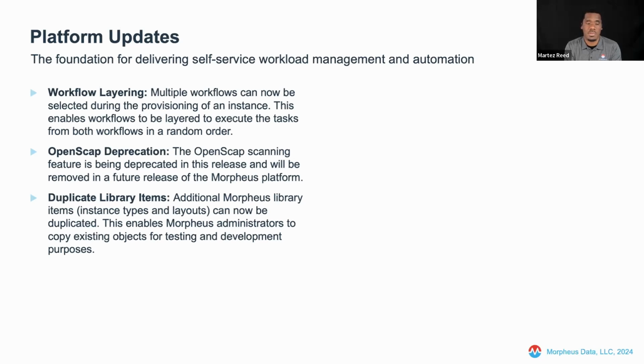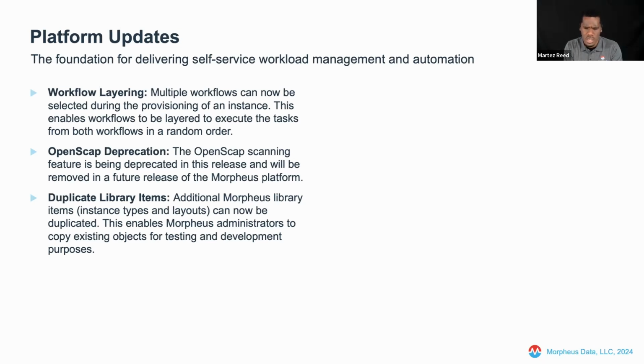And then finally, duplicate library items. So the Morpheus platform does have the existing ability to duplicate various objects or constructs within the Morpheus platform. So this is extending that capability to things like instance types and instance layouts within the Morpheus platform. Oftentimes, as a Morpheus administrator is going through developing new instance types and layouts and various things, there would be a major benefit to simply copy or duplicate an existing instance type or layout and utilize that as a base for building the new type or simply for testing purposes as changes are being made within the platform.